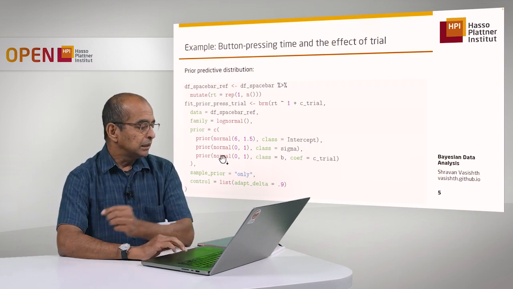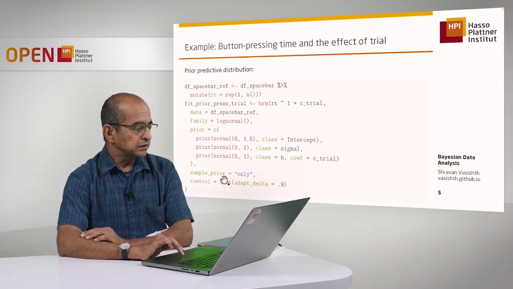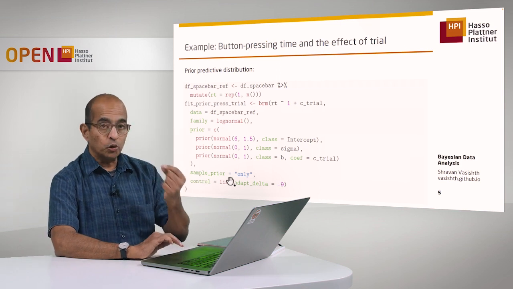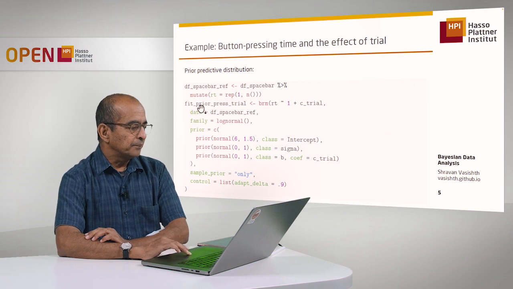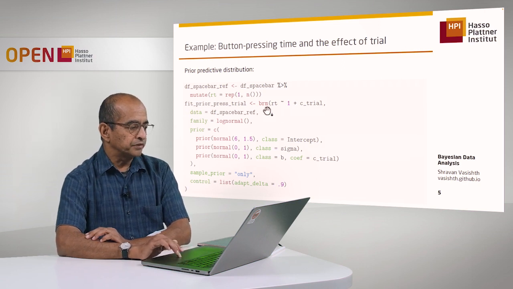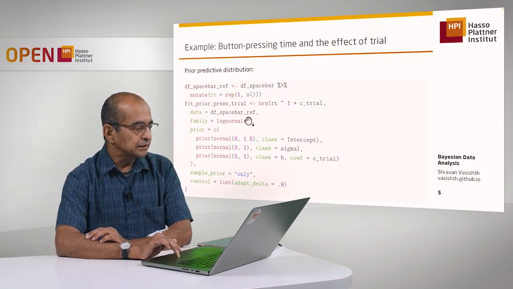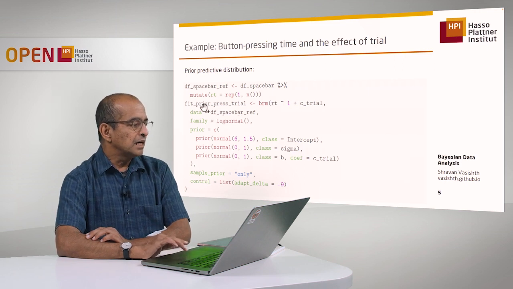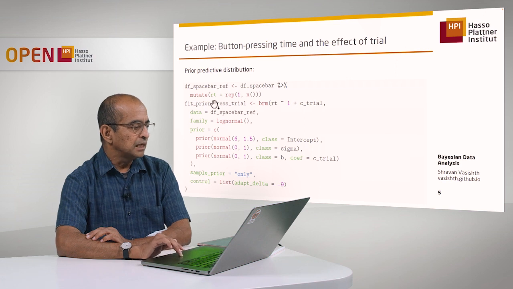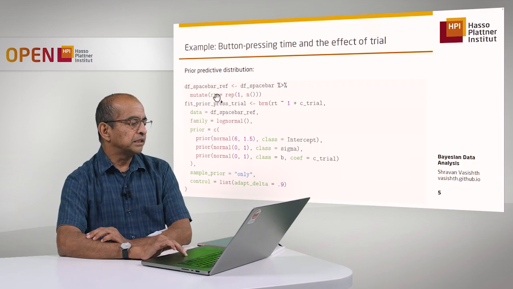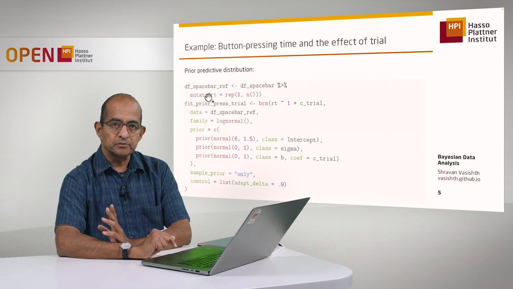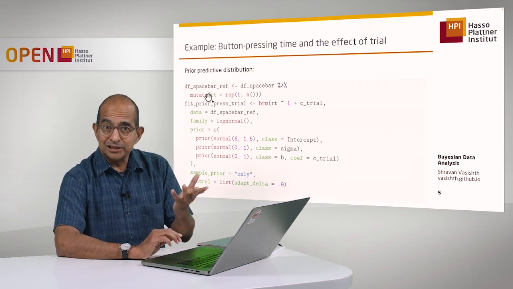What is new now is that I've got this new specification here which says sample prior only. What this does is it ignores any data that go into this data specification here. What I have put in here, this df_spacebar_ref, is actually a new data frame, just a reference data frame that doesn't contain any reading times. It just has basically the IDs. I'm never going to use those reading times for generating the prior predictive distribution.